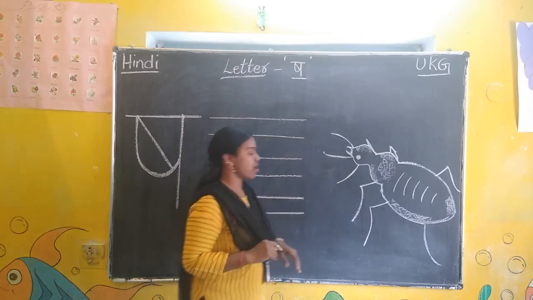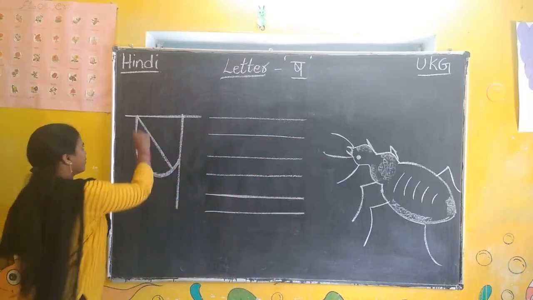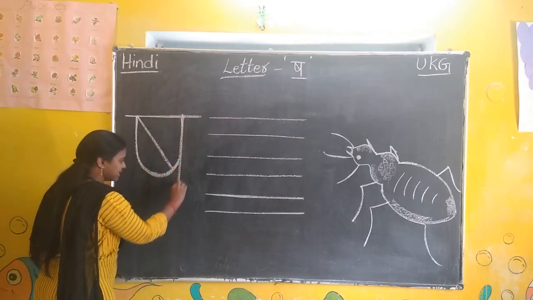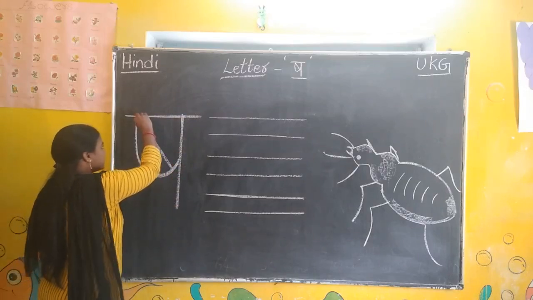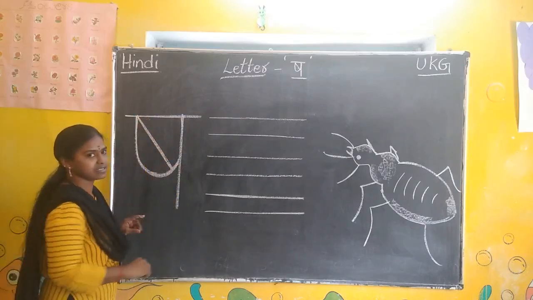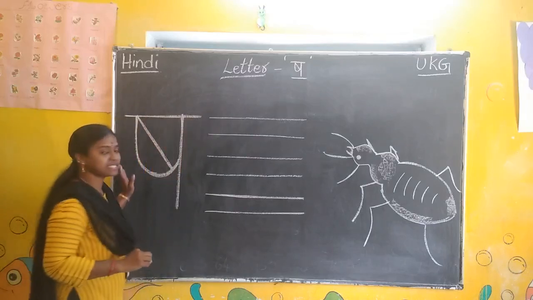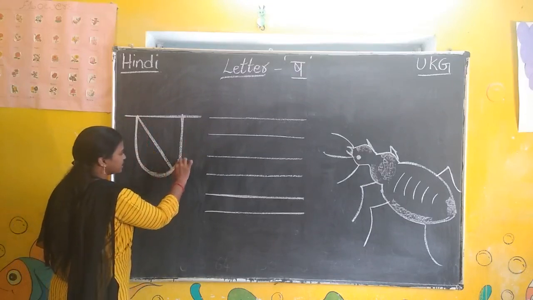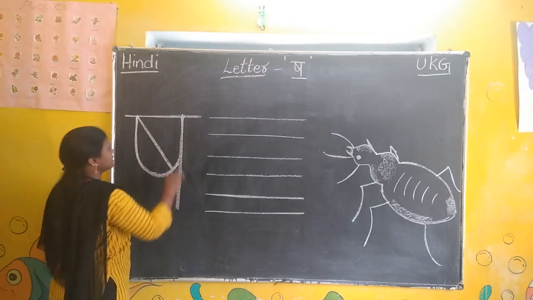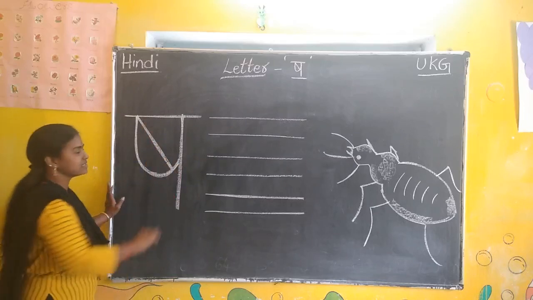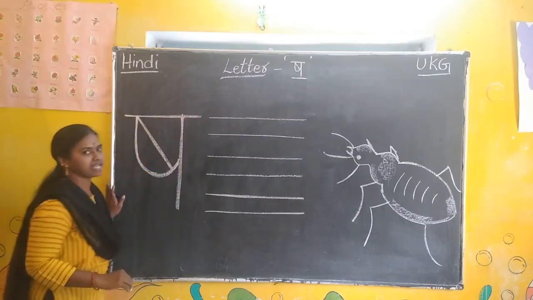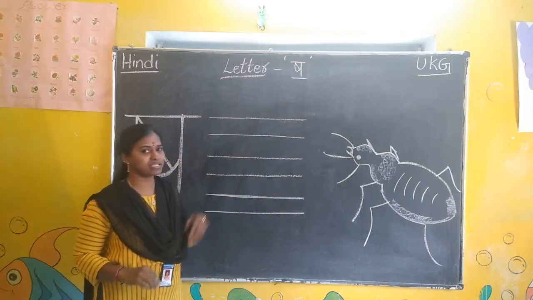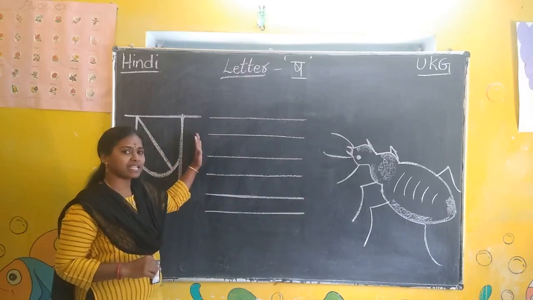Okay children, now we will practice letter sha. First you have to write one curve and standing line, okay? And in the middle one more slanting line. Here a sleeping line. This is letter sha. Once again we will practice. One curve and standing line. Here a slanting line. And up a sleeping line. This is letter sha. Sha se Shatpad. Shatpad means insect.